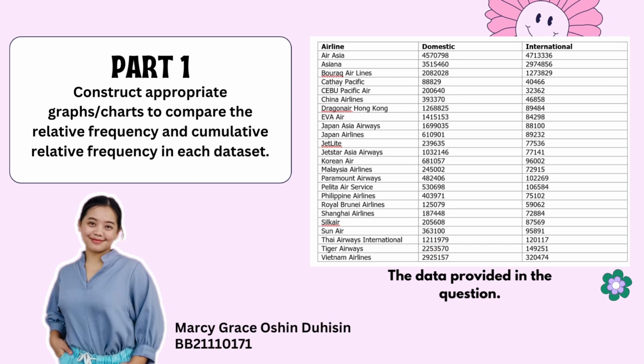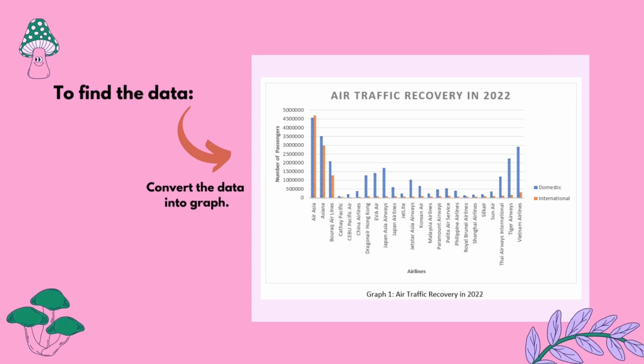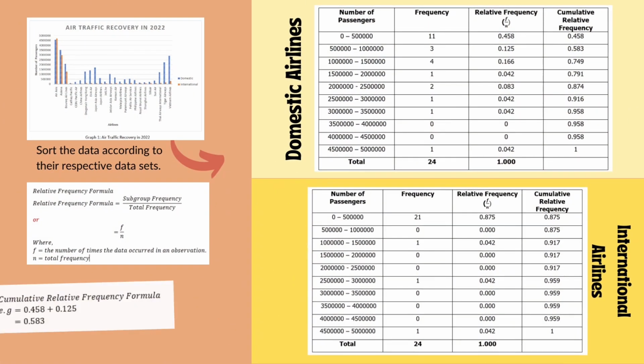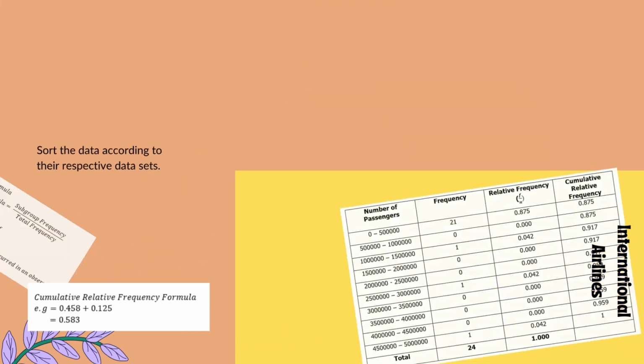BB21110171. For part 1, these are the data provided in the question. To find the data, we must first convert the data into a graph like this. After getting the data, use the relative frequency formula and cumulative relative frequency formula to find the relative frequency and cumulative frequency data. After that, sort the data into the domestic airlines table and international airlines table before creating the graph.